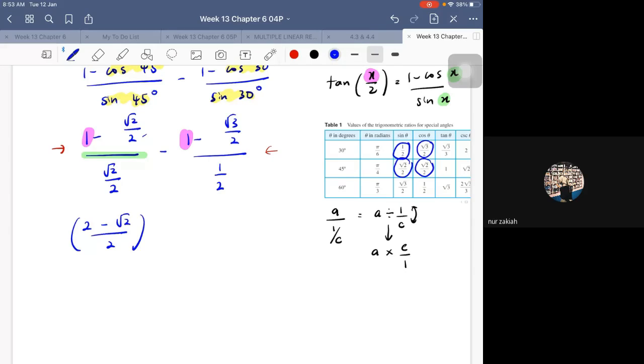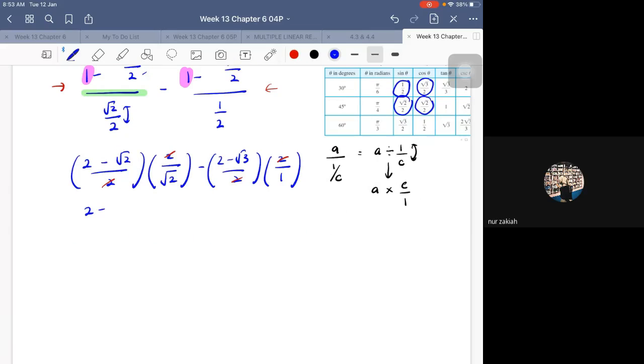So dekat sini, so bila bahagi ni I tukar jadi darab, so yang bawah ni dia akan jadi terbalik upside down. So it's going to be 2 over square root 2. And it's going to be the same idea on the second term as well. So I akan jadikan dia sebagai 2 tolak square root 3 per 2 and 1 over 2. So bila kita jadikan dia operasi darab, so dia akan jadi 2 per 1. So now let me simplify this. So 2 per 2, ni pun akan jadi 2 per 2. So I will end up with 2 tolak square root 2 per square root 2 for the first term. And on this side, I'm going to have minus 2. Be careful. So kat situ ada tolak-tolak. So it's going to be plus square root of 3.